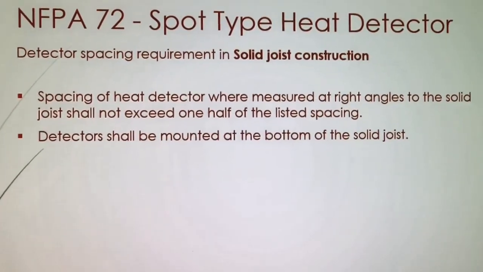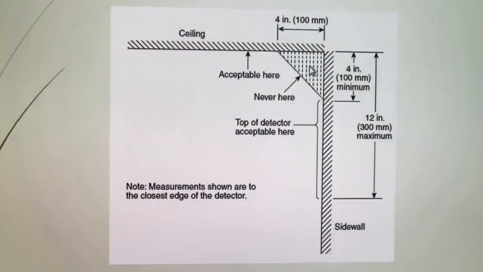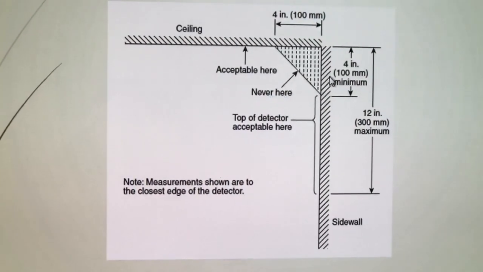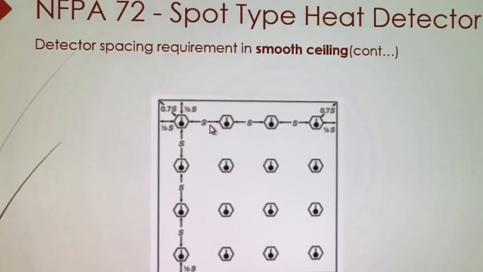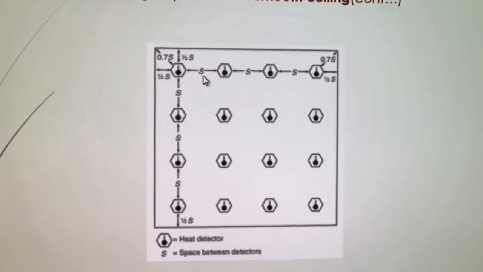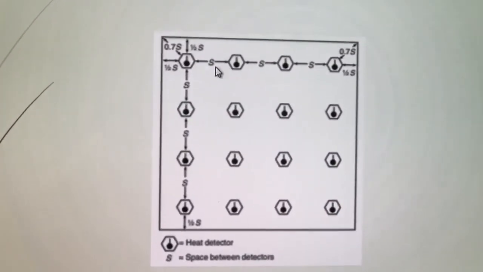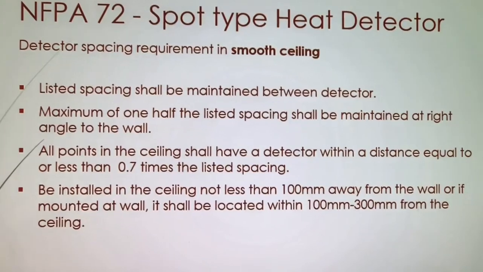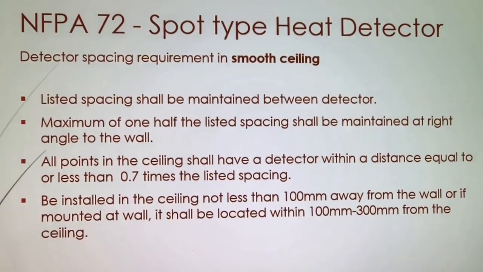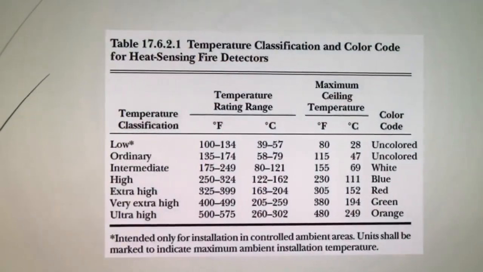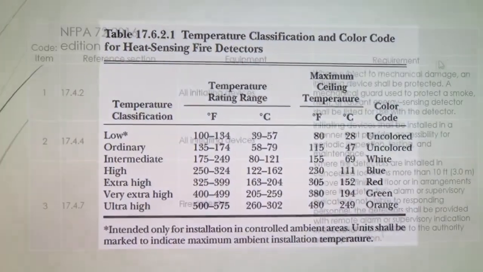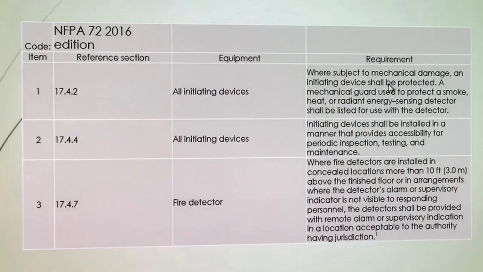The spacing of heat between heat detector here. That's why it's here, never here. Otherwise, your set is 15. Otherwise, you will follow the spacing from manufacturer. Means we don't have any structural beams in this table. Is there's a different temperature rating range of heat detector. What is the requirement? We're subject to mechanical damage.